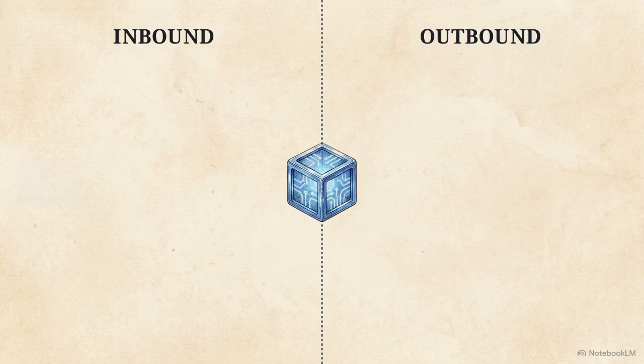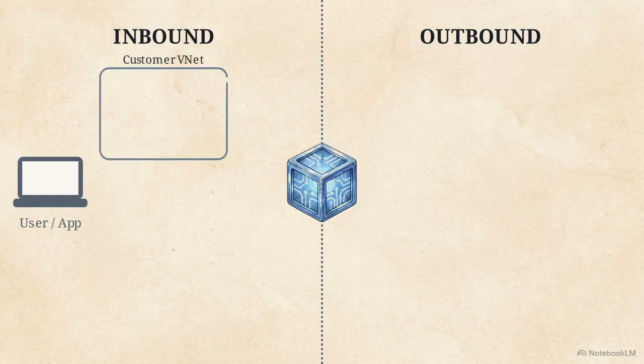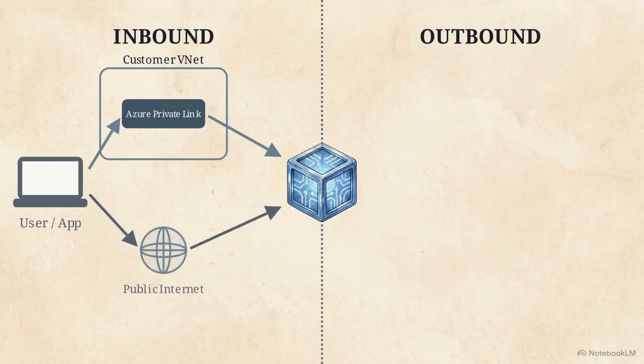The inbound pathway controls how users reach Fabric experiences, like the portal or a SQL endpoint. To secure this, organizations deploy an Azure private link inside their own VNet, mapping the Fabric URLs to a private IP address. Once the tenant setting to block public internet access is enabled, external traffic attempting to hit Fabric over the public web is denied.